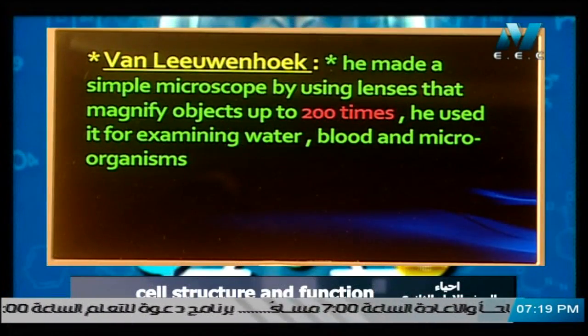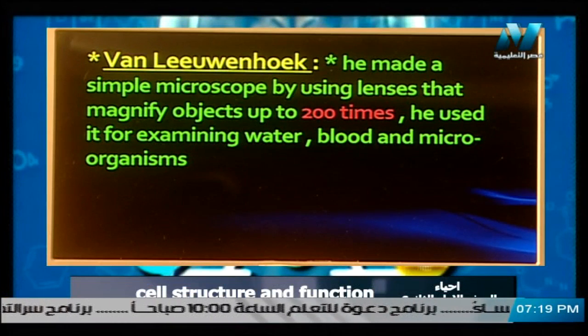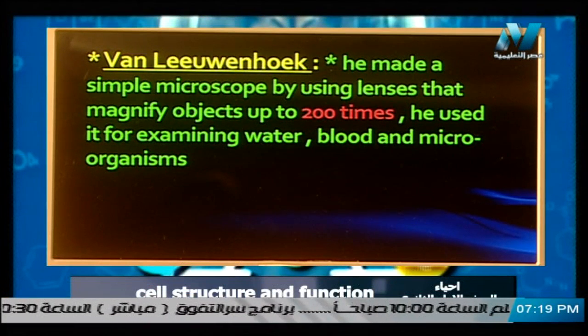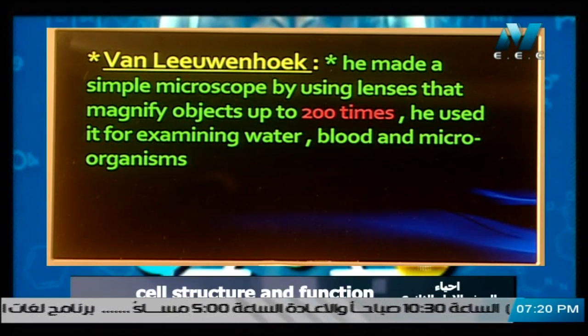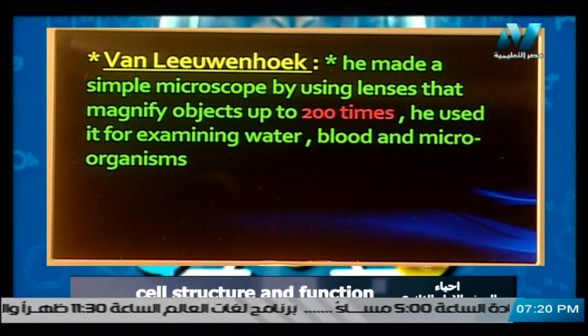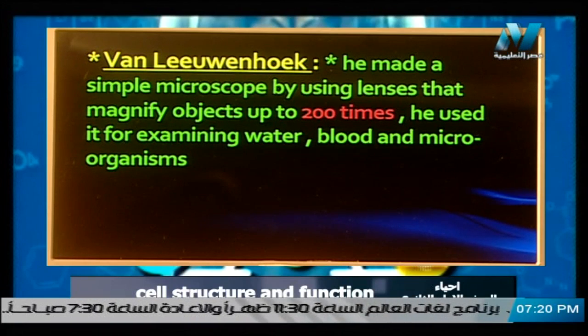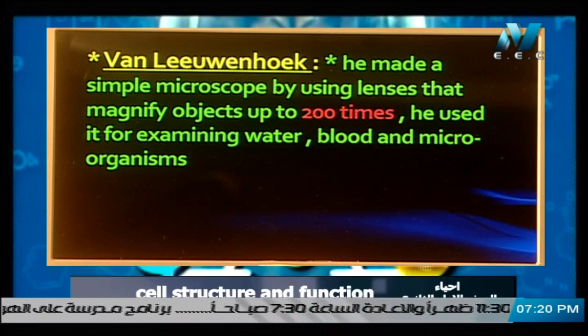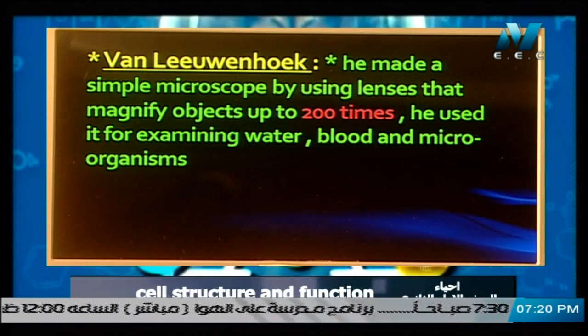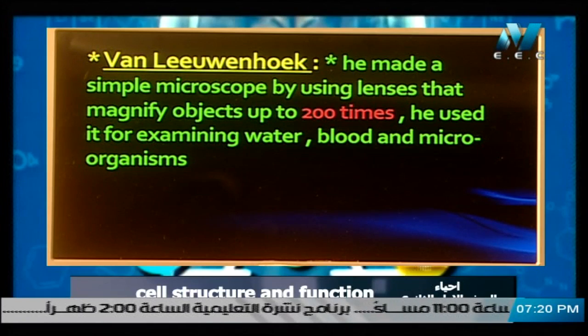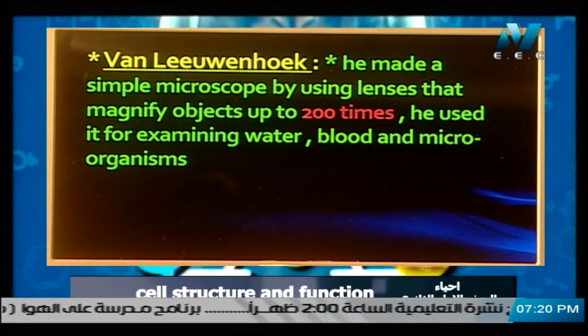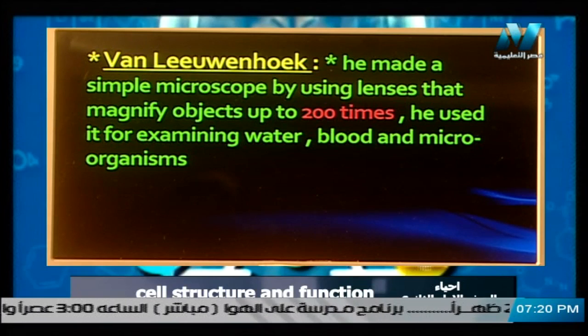The second one, Van Leeuwenhoek. He made a simple microscope also, but by using lenses, okay? That magnifying object up to 200 times. يعني الميكروسكوب اللي عمله فان ليفنهوك ده بيعمل magnifying للسامبل اللي قدامي أو للأوبجكت 200 times more than its real size. He used it for examining water, blood and microorganisms.